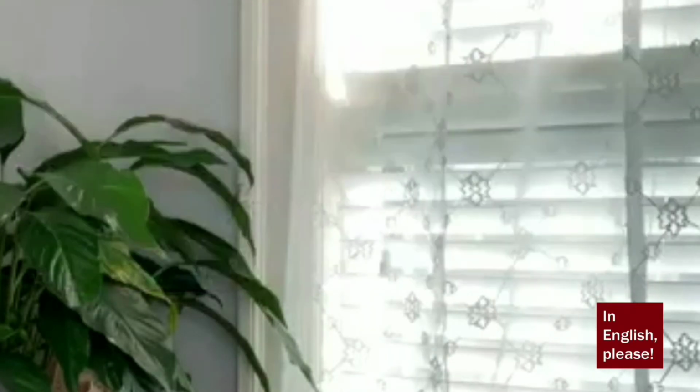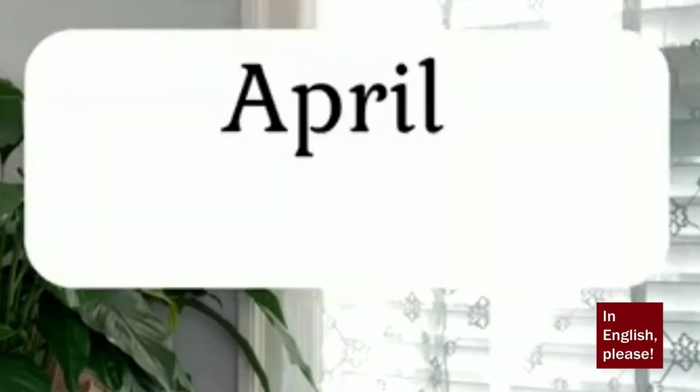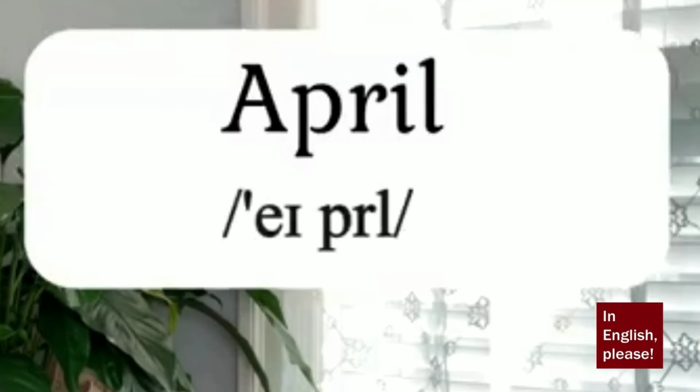Okay, now let's move on. The next month of the year is April. It has a sound like in the word gray. April. The second syllable is a bit short. You should pronounce it very quickly.